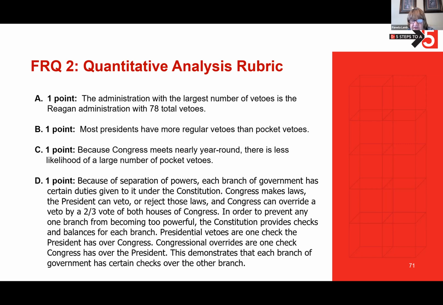Okay. In order to prevent any one branch from becoming too powerful, the Constitution provides checks and balances for each branch. Presidential vetoes are one check the Congress has over the president. It shows that each branch of government has certain checks over the others. And again, they used an example to illustrate that they understood how checks and balances works.